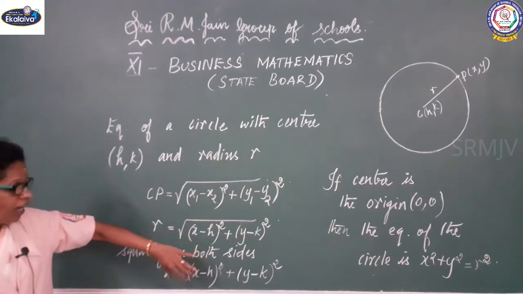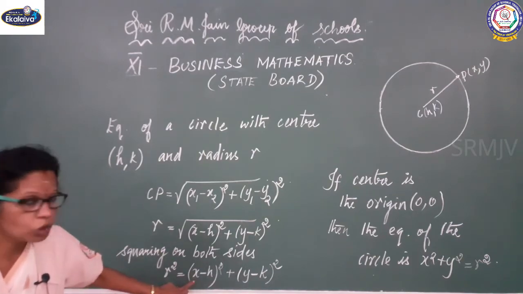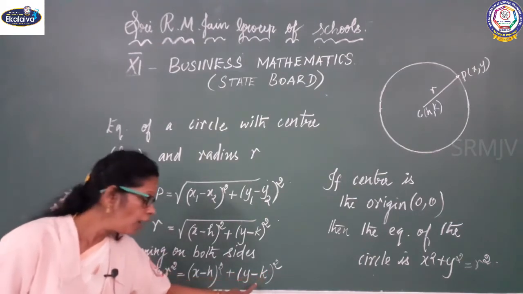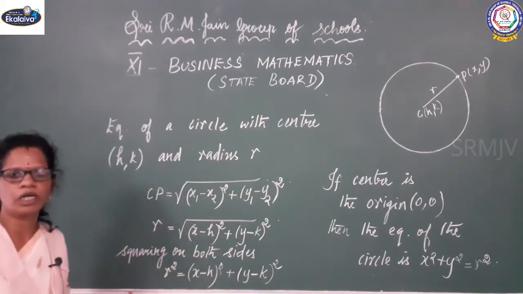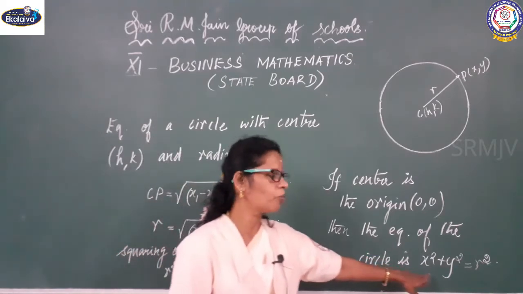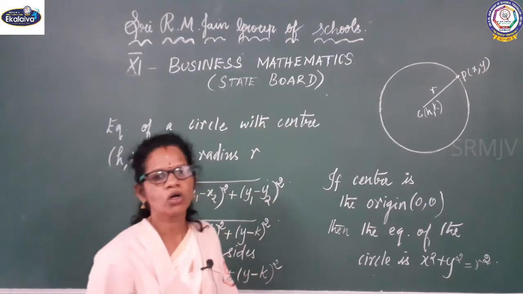Again I am going to repeat: except for the origin, if any other point comes, you should use this as the equation of a circle: x minus h the whole square plus y minus k the whole square equals r square. If the center is the origin, the formula is x square plus y square equals r square. Got it children?